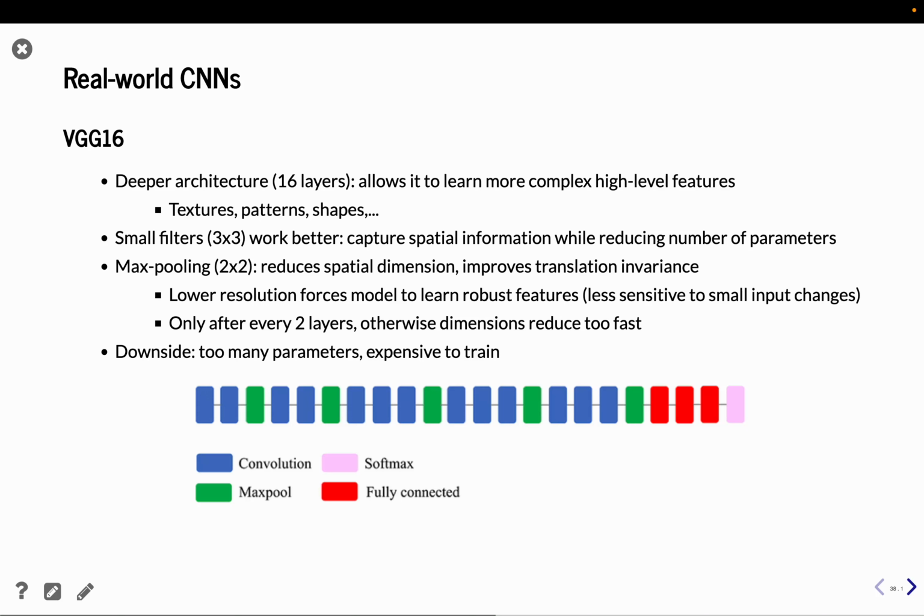Hi, welcome back to our machine learning course. Now we've seen how to build convolutional neural networks. Let's look now at some famous examples of models and see what we can learn from them.